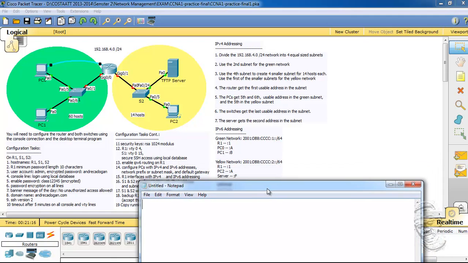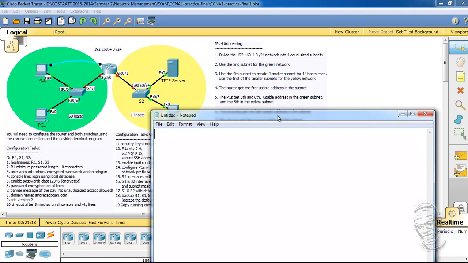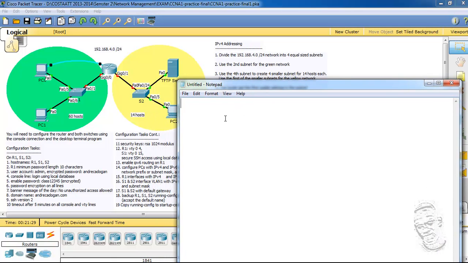We have our configuration tasks on hand, but before we look at them, there are some key elements that we have to take into consideration first. For the IP version 4 addressing scheme for each network, be it the green and the yellow network, we are given 192.168.4.0, and right now it is a /24. They ask for this network to be divided into 4 equal size networks.